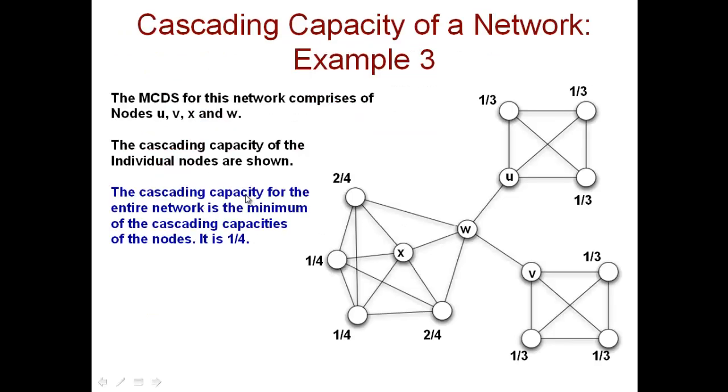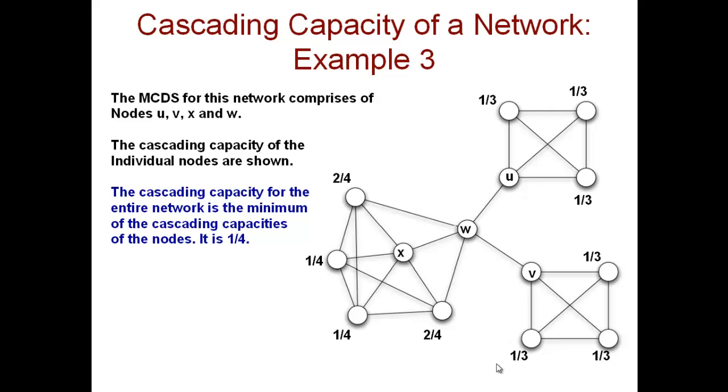Now you may be wondering, is that revealing the maximum cascading capacity possible for a network? The answer is no, because the MCDS based approach gives you a kind of a lower bound for the cascading capacity of a network. But it's a guaranteed value in the sense that if you choose these MCDS nodes as initial adopters, within one iteration, every other node can adopt that decision. Okay, so you don't have to go through more than one iteration with an MCDS based approach.